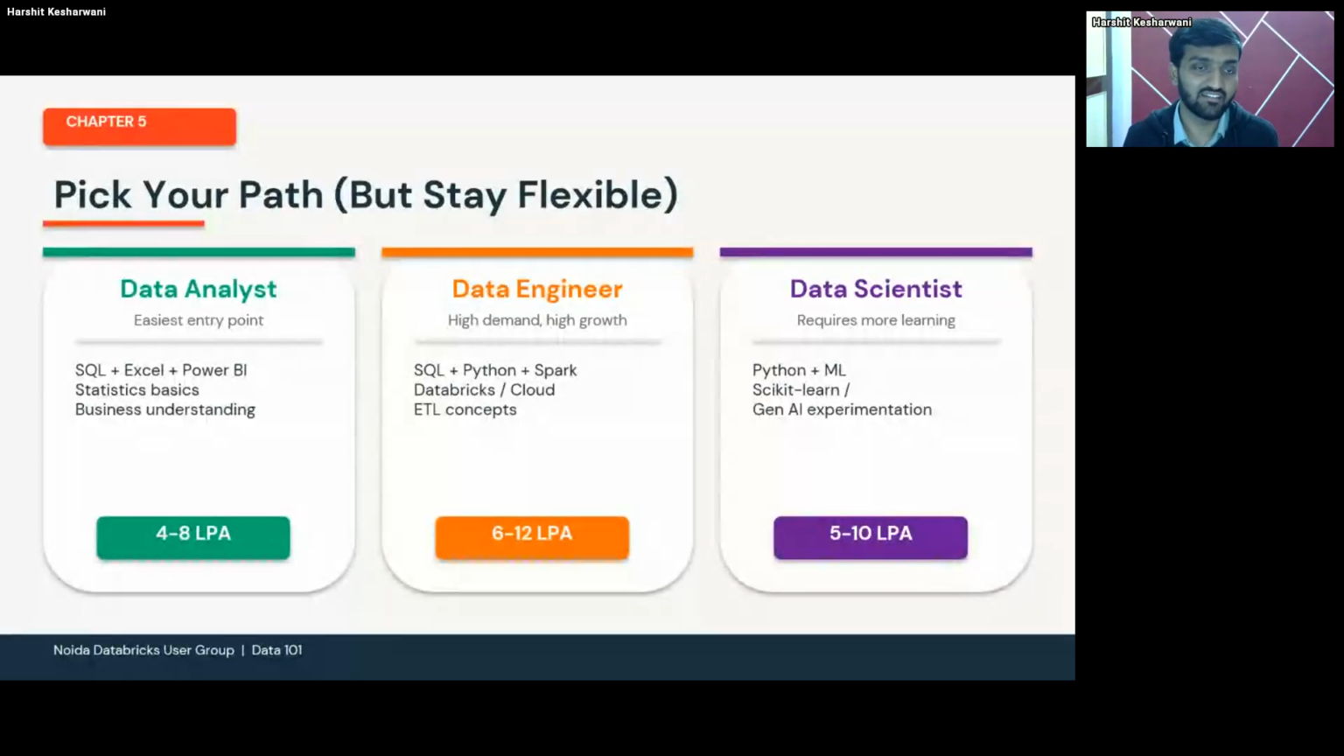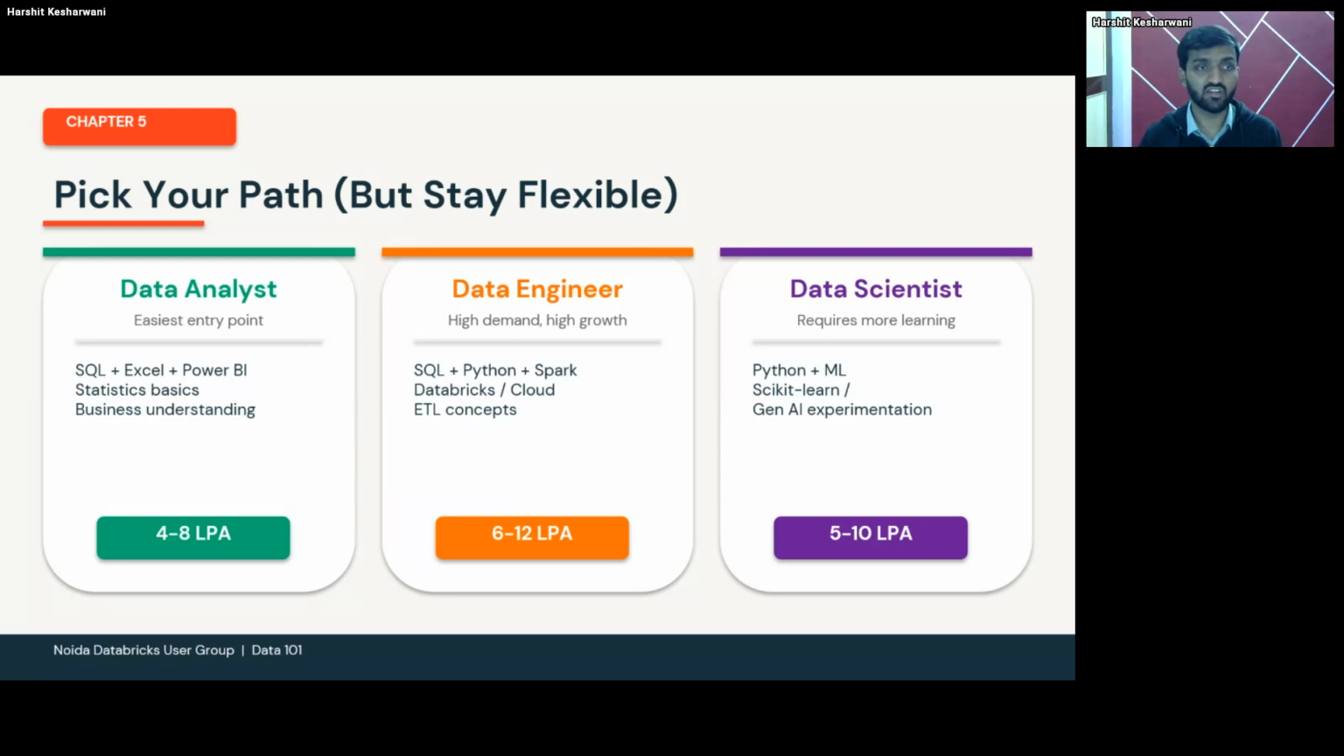So data engineers are quite highly paid. The reason is they are highly paid because, okay, let's not get into the pay first. Let's get into the skill set required, and then we will get into why they are paid so and so.